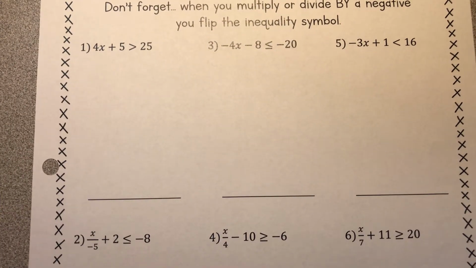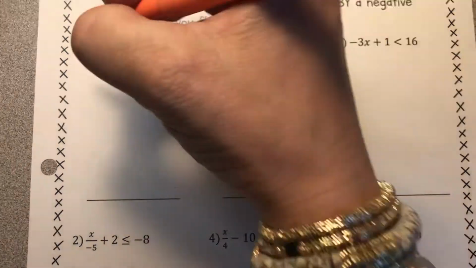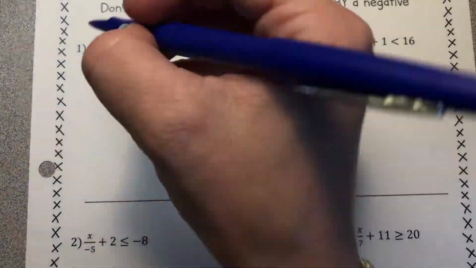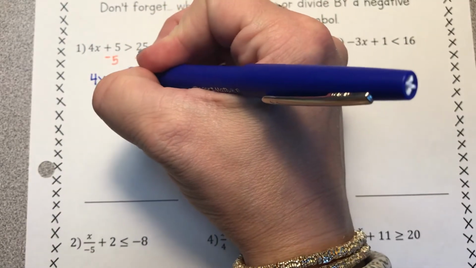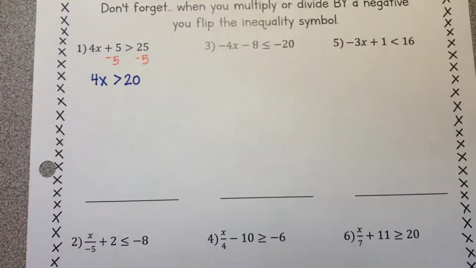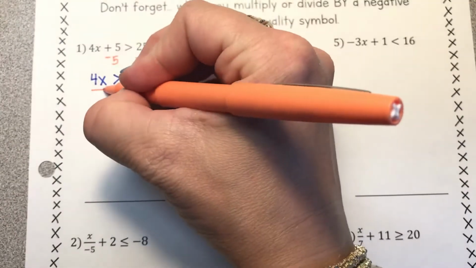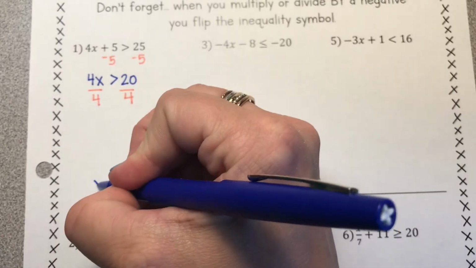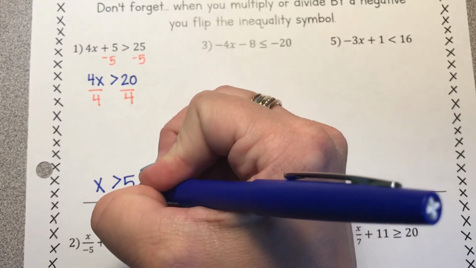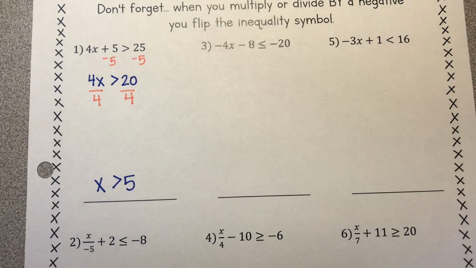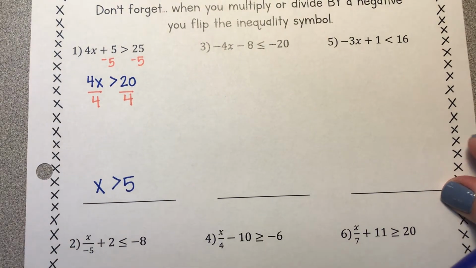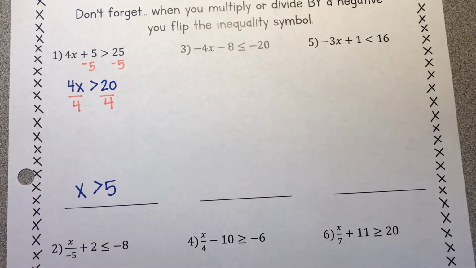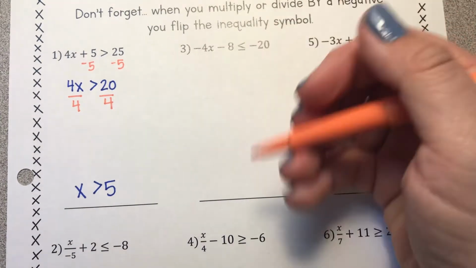Okay, the first thing I have to do is undo this adding 5, and I'm going to subtract it from both sides. So now I have 4x is greater than 20. My next step is to divide both sides by 4, and I'm left with x is greater than 5. Okay, and I do not have to flip that because I did not multiply or divide by a negative. Okay, I'm going to work my way across just because it's easier than going up and down.